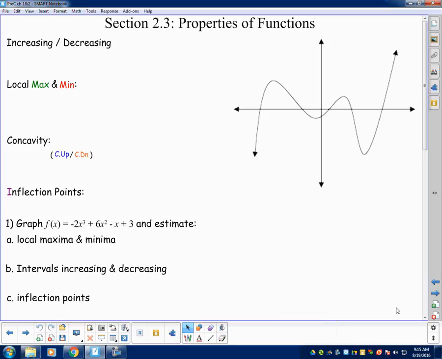Okay, so as we're looking at functions, we want to be able to identify places where the function is increasing or decreasing, where we have local maxes and mins. I'll tell you what local means. Concavity, we'll talk about that, and inflection points. So just being able to identify those 4 things in a function.